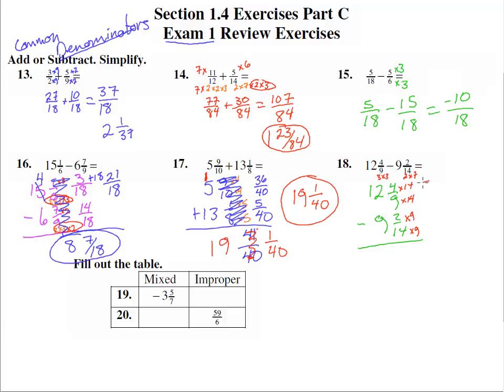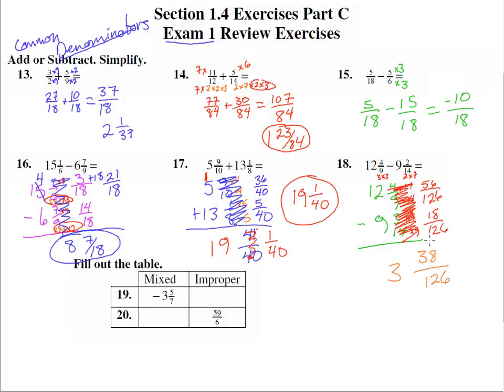So we get 56/126 and 18/126. Whew! This is hard work to make sure we have common denominators. So 12 and 56/126, minus 9 and 18/126. Subtract them. 56 minus 18. Oh, good. We don't have to borrow like we had to do over here. Let's see what we get. 56 minus 18 is 38/126. 12 minus 9 is 3.